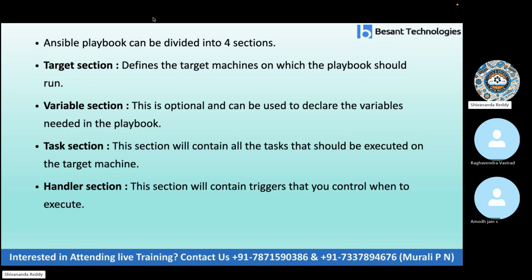One is the target section, which defines the target machines on which the playbook should be run, and the variable section. This is optional and can be used to declare the variables needed in this playbook. Task section, this section will contain all the tasks that will be executed on the target machine. Then the handler section, this section will contain the triggers that you want to control when to execute. Okay, these are the major 4 sections: target, variable, task, along with the handler section.